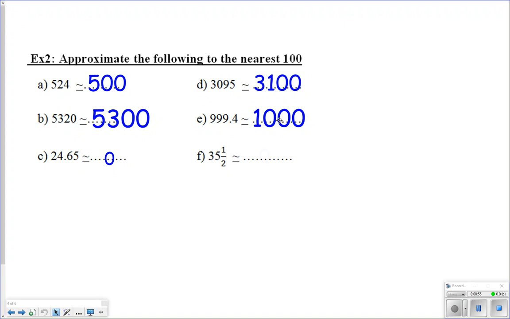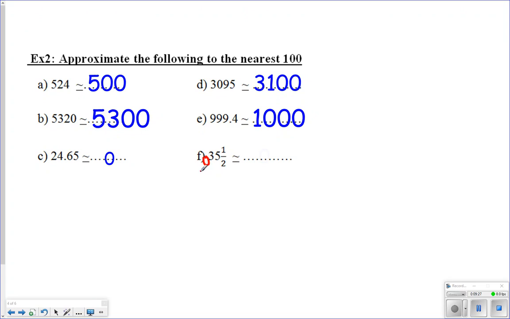The last question here, question F, we have 35.5. And the question also is to approximate to the nearest 100. Be careful, we don't have hundreds here. If we don't have the hundreds, we will put 0 in the hundreds. So we will put 0 here. Okay. And we will approximate now. Firstly, get your number. Our number here is 0.